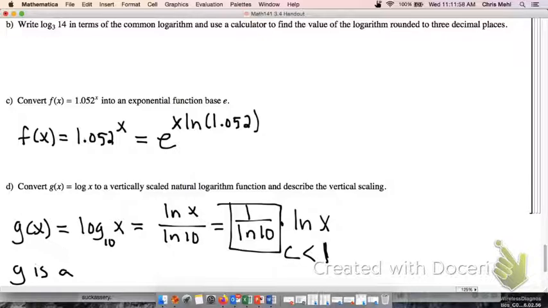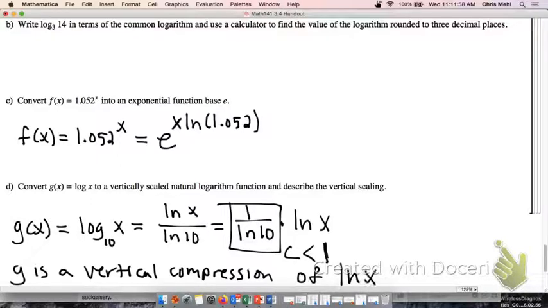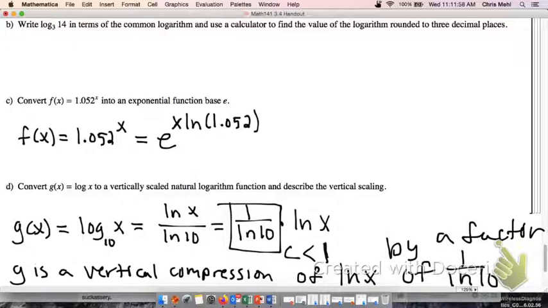So g is a vertical compression of ln of x by a factor of 1 over natural log of 10. Okay, that's it.